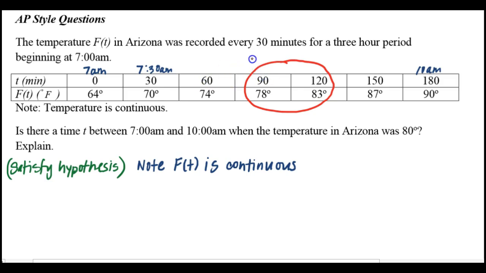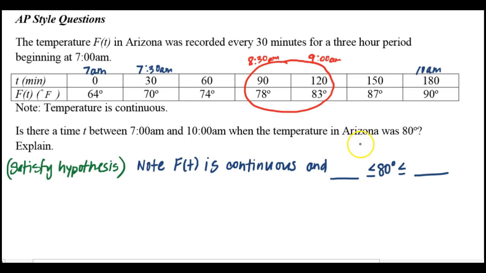So this is going to be 8 a.m. Right here, this is going to be at 8:30 in the morning, it was 78 degrees, and then by 9 a.m. it was 83 degrees. So we know sometime between 8:30 and 9, it was exactly 80 degrees in Arizona. So we want to narrow it down even further. To satisfy the hypotheses, we need the function is continuous, and F of t is continuous, and 80 degrees falls between. What we need to do is say that 80 degrees is definitely between, and now here's the tricky part.